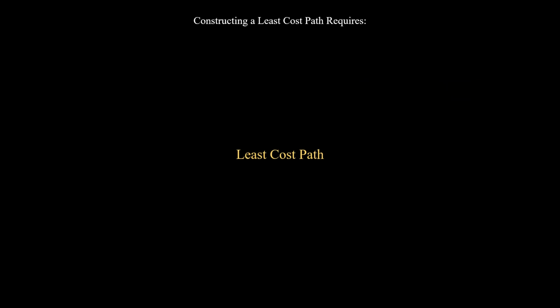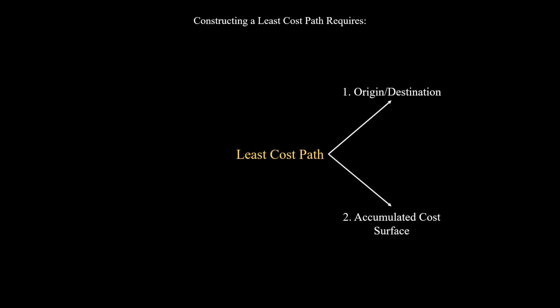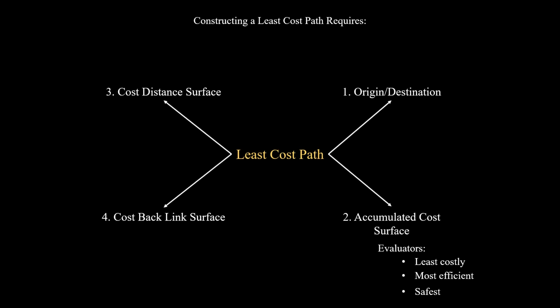A least cost path, or LCP, is derived from raster data. 4 raster surfaces are required to do this. First, origin and destination cells. Second, a cost surface. This project uses an accumulated cost surface, which is comprised of multiple raster surfaces representing the 3 evaluation criteria I just identified. Finally, LCP construction requires cost distance and cost backlink surfaces. So I'm going to explore these inputs individually.